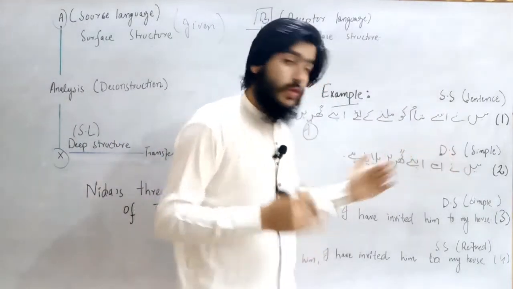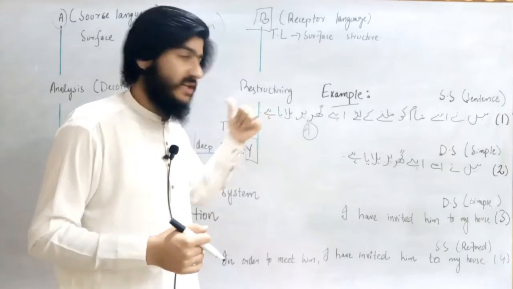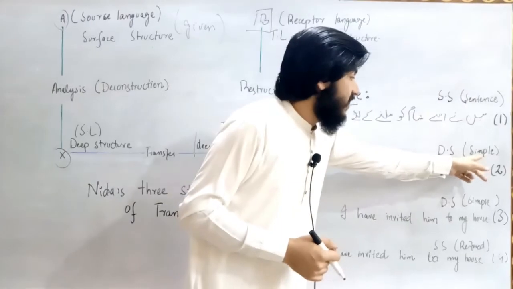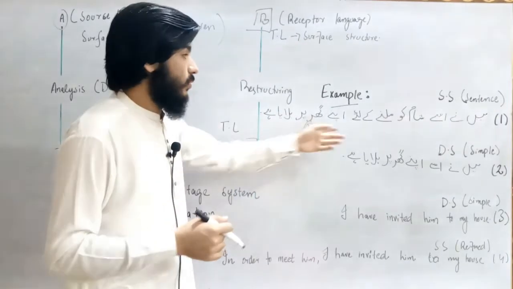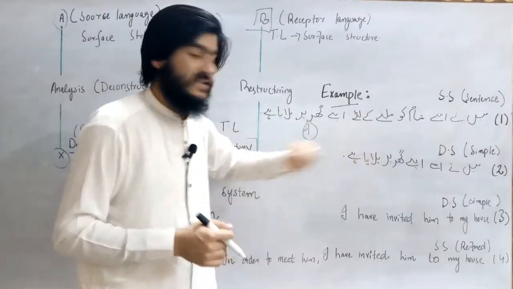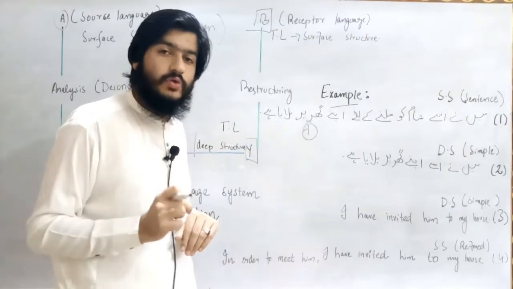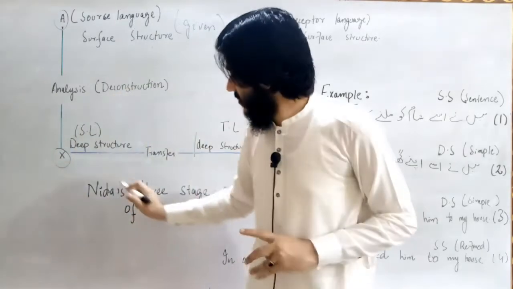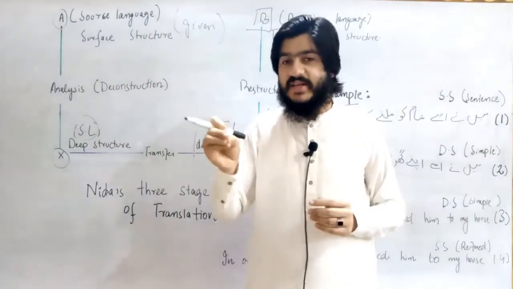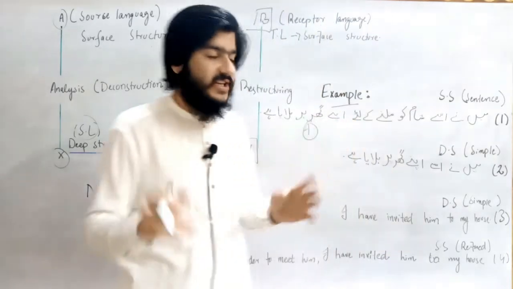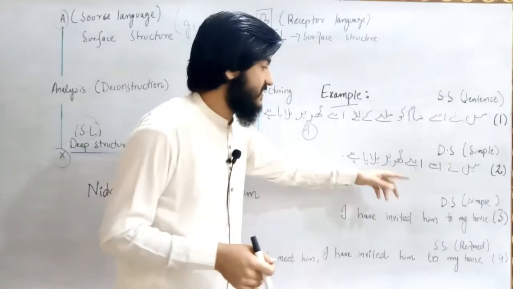I'm going to follow the proper procedure given by Nida. So this is the deep structure of the simple statement. I'm going to translate this statement into a simple one: मैंने उसे अपने घर पर बुलाया है. The main idea of inviting him to my home is conveyed. So this is the deep structure of the source language. Deep structure means the basic idea presented in that sentence. So the basic idea is inviting him to my home, and that is conveyed to you in this simple sentence.